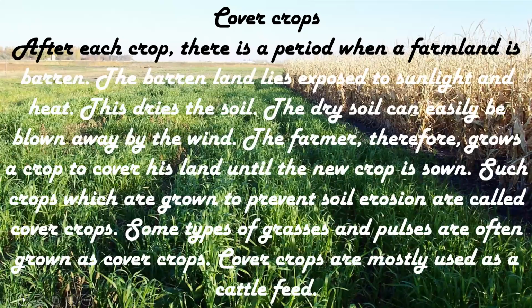Cover crops. After each crop, there is a period when a farmland is barren. The barren land lies too exposed to sunlight and heat. This dries the soil. The dry soil can easily be blown away by the wind. The farmer therefore grows a crop to cover his land until the new crop is sown. Such crops, which are grown to prevent soil erosion, are called cover crops. Some types of grasses and pulses are often grown as cover crops. Cover crops are mostly used as a cattle feed.